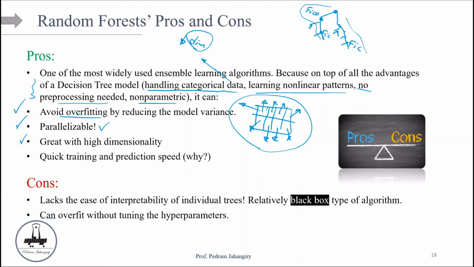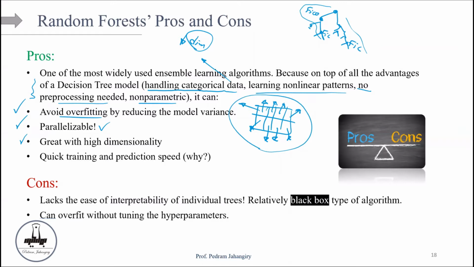It is great with high dimensionality. Why? Because first of all, it's going to reduce the dimensionality, since we don't need to turn categorical variables into dummies necessarily. So this is a huge advantage. And random forest in general can handle high dimensional data easily.